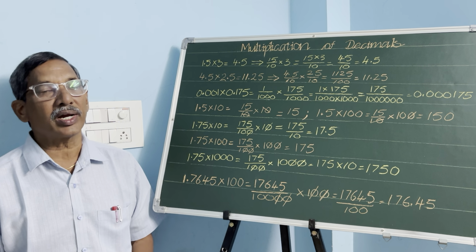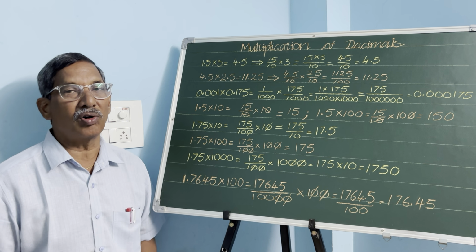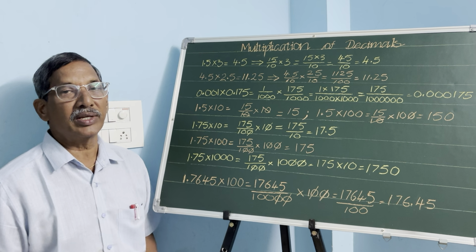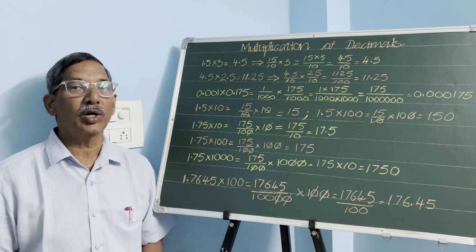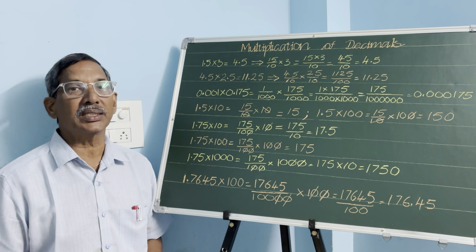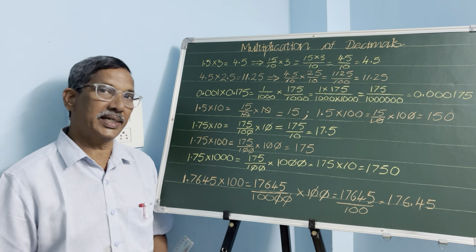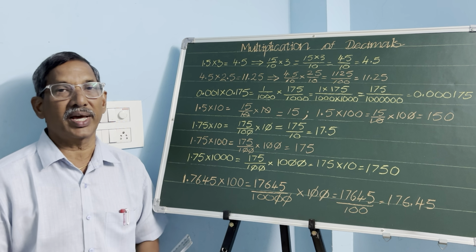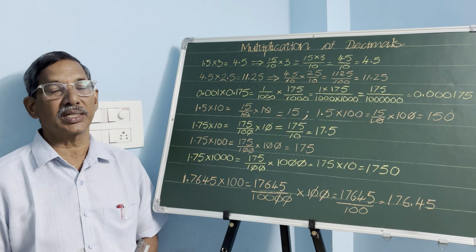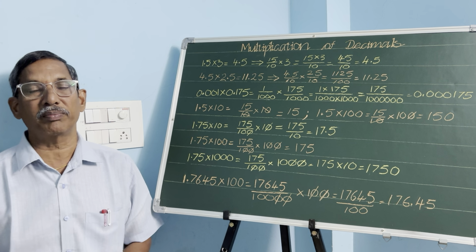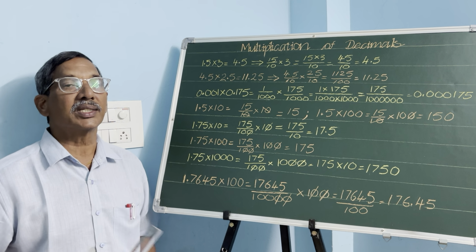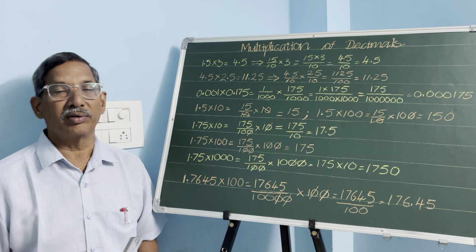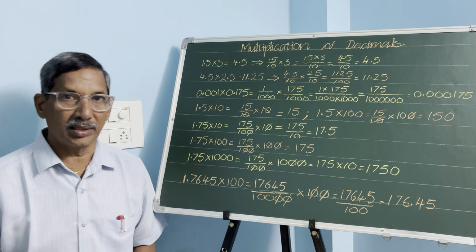Today we will talk about multiplication of decimals. We know how to multiply whole numbers. Multiplication of decimals does not vary from the multiplication of whole numbers. The multiplication of decimals follows the same rules as we multiply the whole numbers.